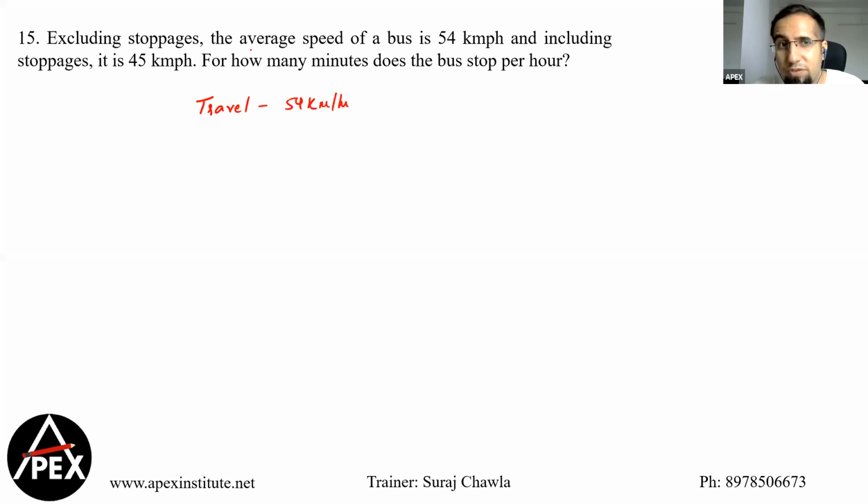See, remember the word used is average speed. Okay. So what does that mean? Let's assume a distance here. Let us again assume a distance to be LCM of 45 and 54. What is LCM of 45 and 54, guys? That is 270, I believe.